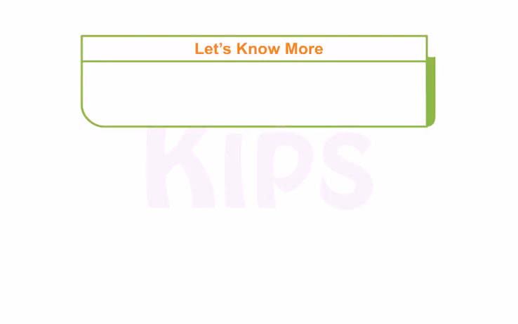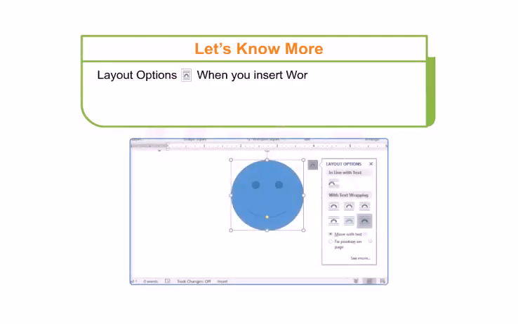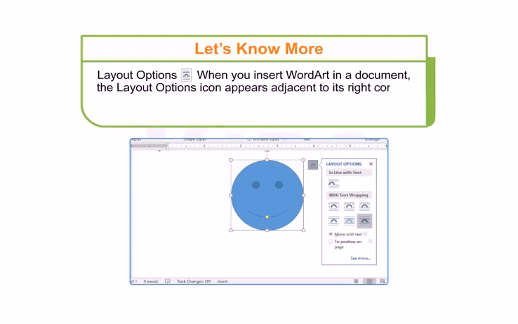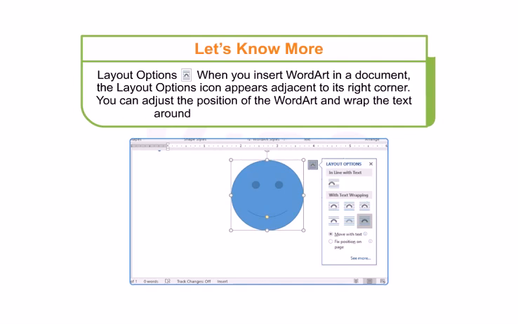Okay students, let us know more. When you insert word art in a document, the Layout options icon appears adjacent to its right corner. You can adjust the position of the word art and wrap the text around it by using the Layout options.